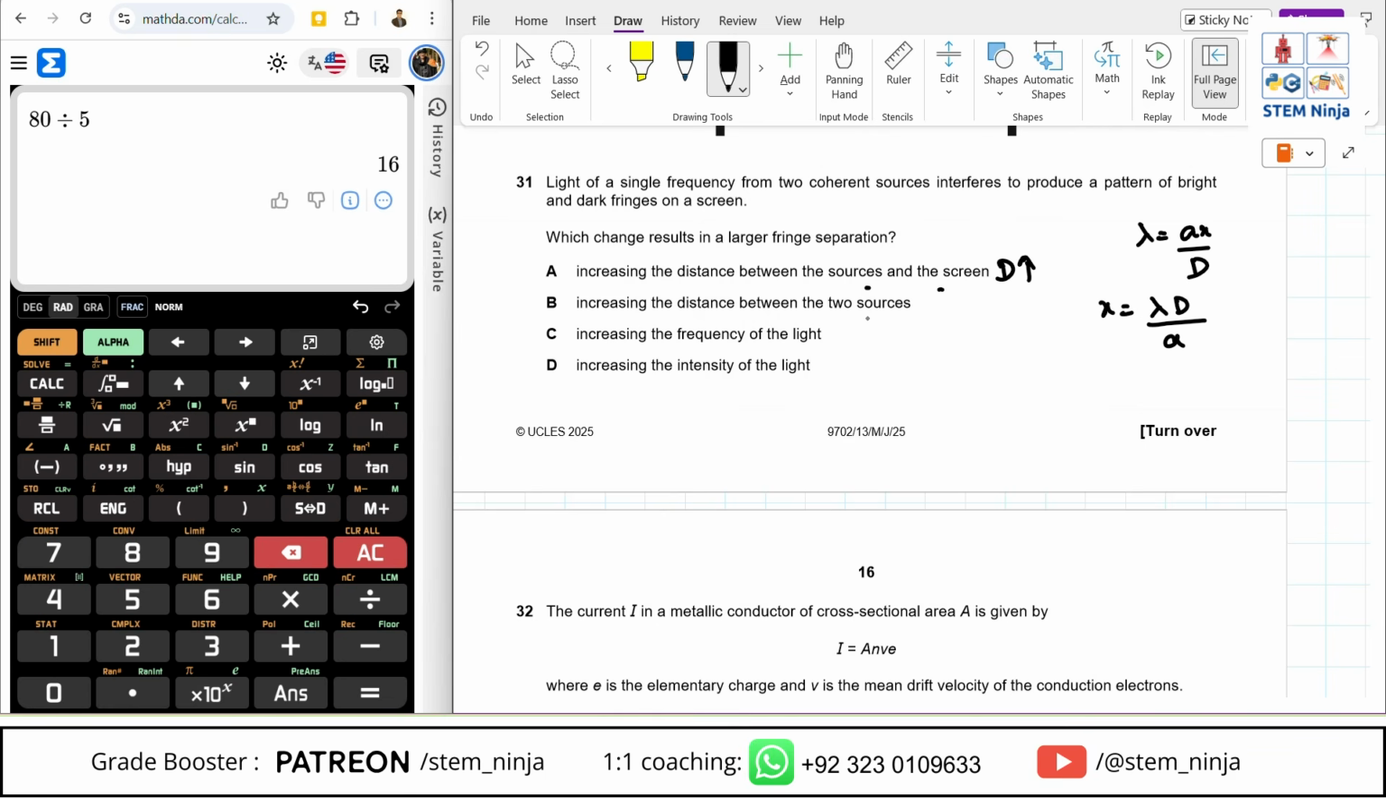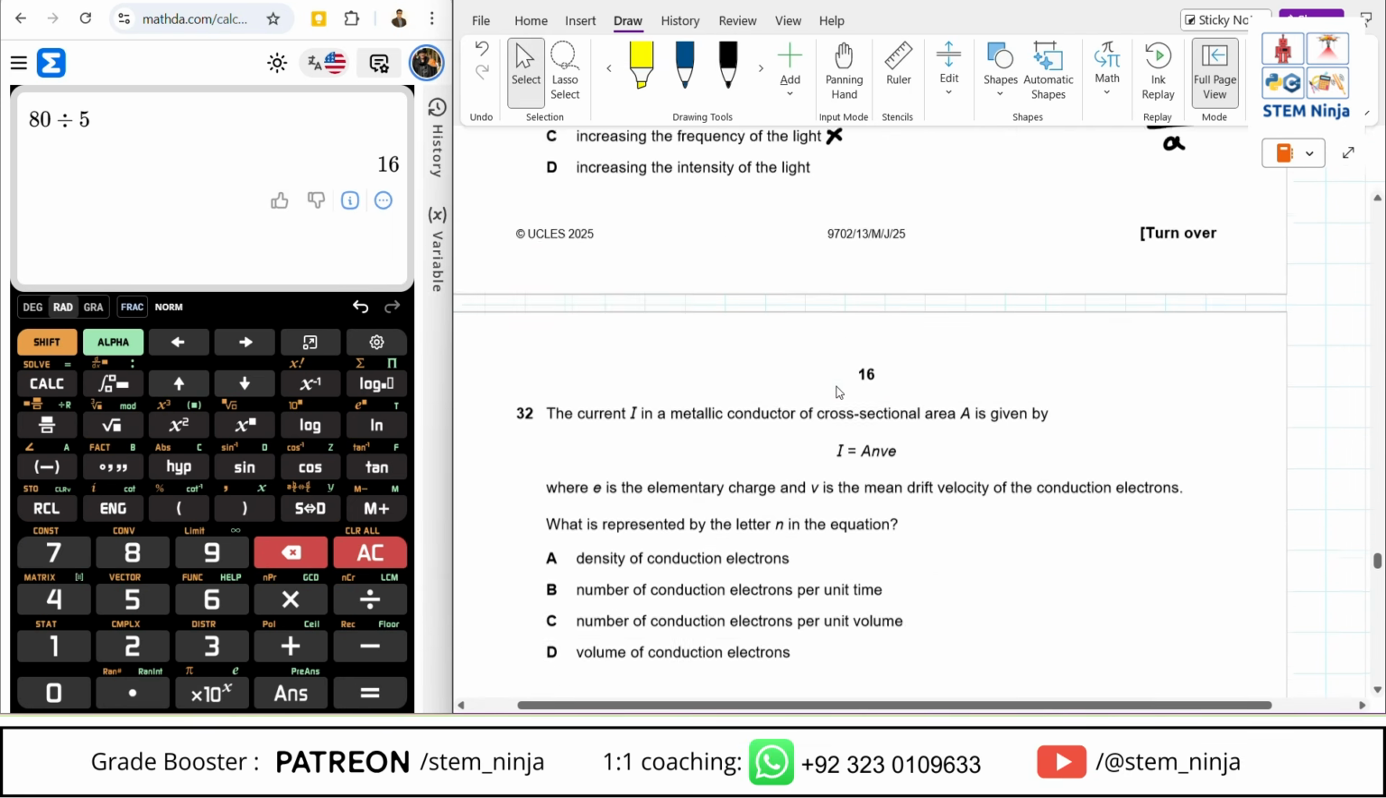Increasing the distance between two sources, no. Increasing the frequency of the light, it will not have any effect. Actually, it would have, because you see, increasing the frequency would decrease the wavelength, so it would not be correct. Sorry. Increasing the intensity of the light will increase the brightness of the bright fringes. So A is correct.